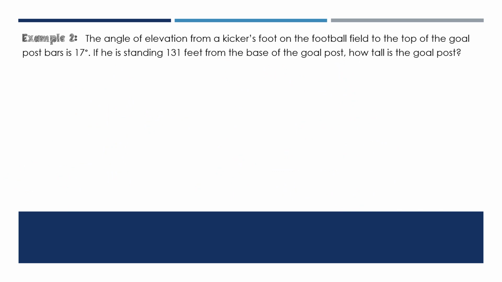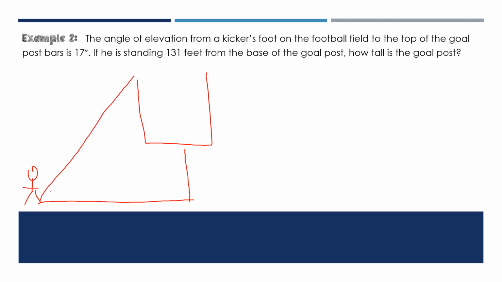For our second example, the angle of elevation from a kicker's foot on the football field to the top of the goal post bars is 17 degrees. So we've got our kicker, his foot's down here, there's the ground, here's our goal post. From his foot to the top of the goal post is 17 degrees. That's going to create a right triangle. We want to know how tall the goal post is, and we know he's standing 131 feet away.